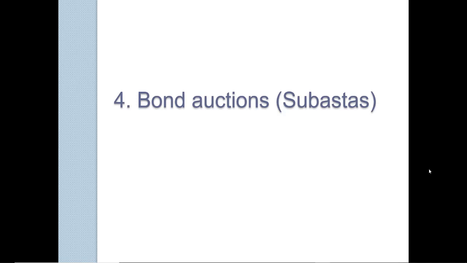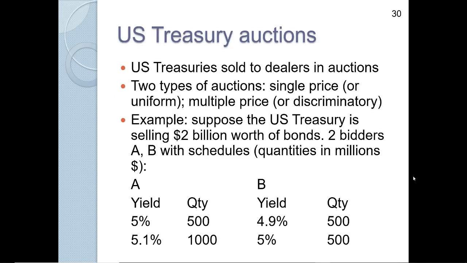This module is related to bond auctions, which means subastas in Spanish. So US Treasury auctions work the following way. There are two types of auctions: the single price auction and the multiple price auction. The single price is also called uniform, and multiple is discriminatory. Let's give an example to understand each one of them.